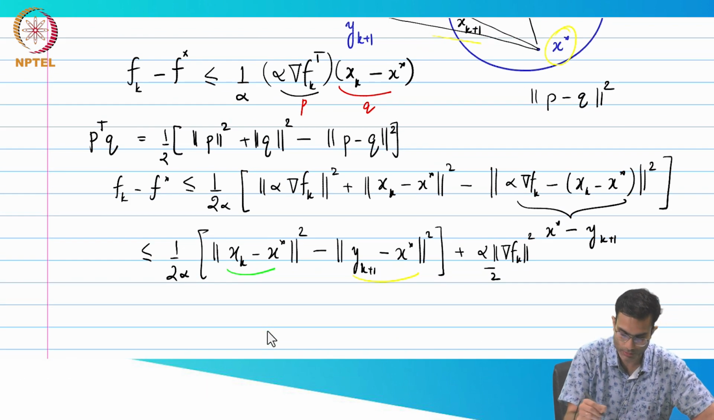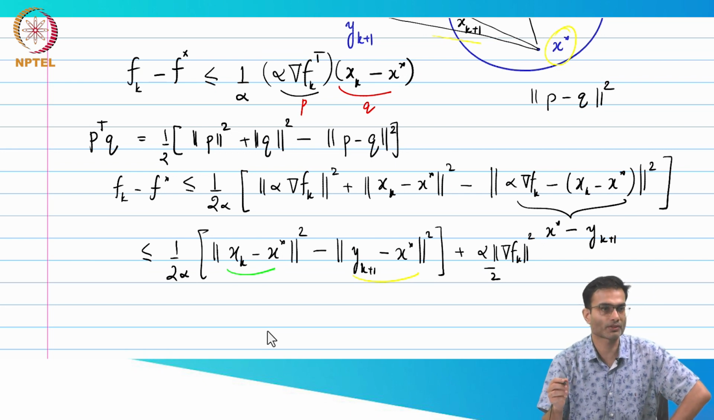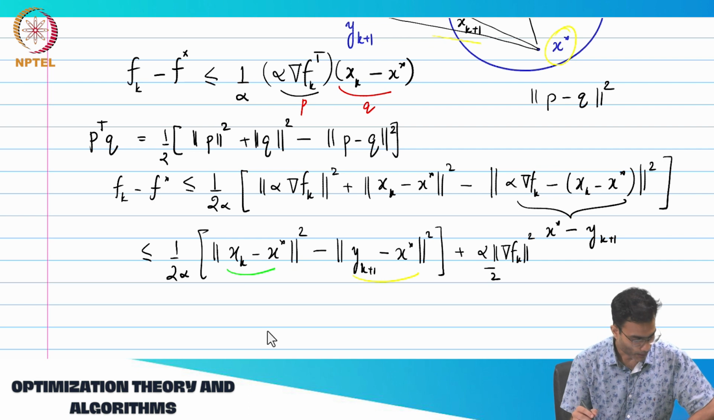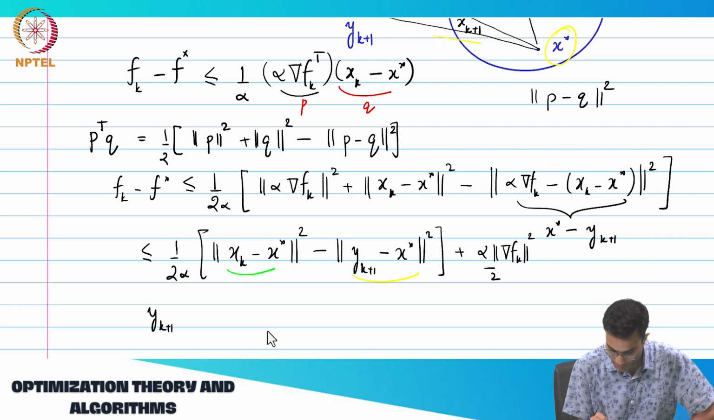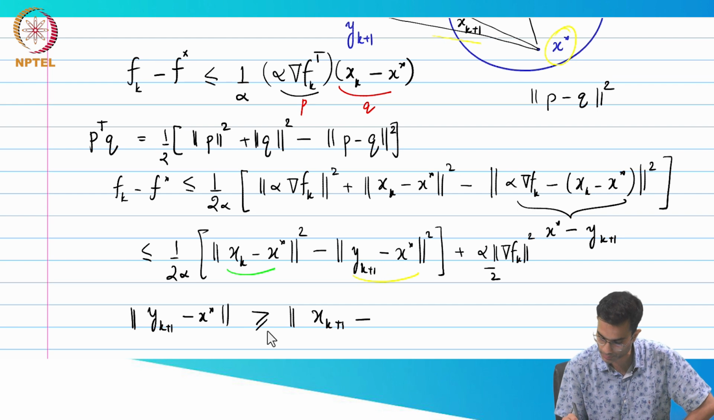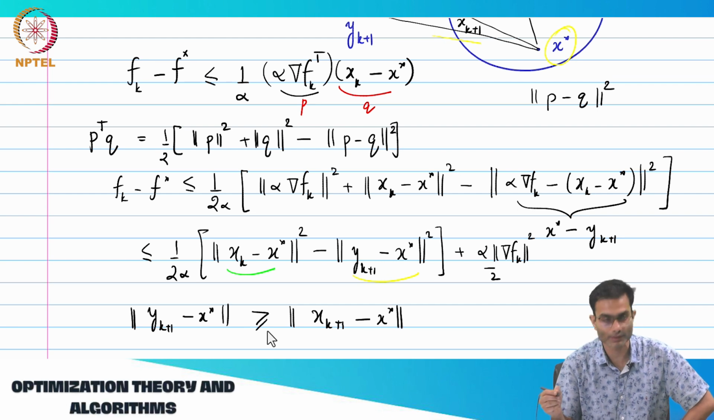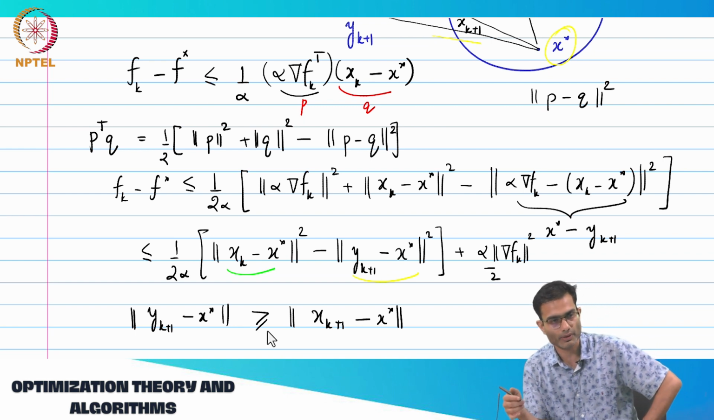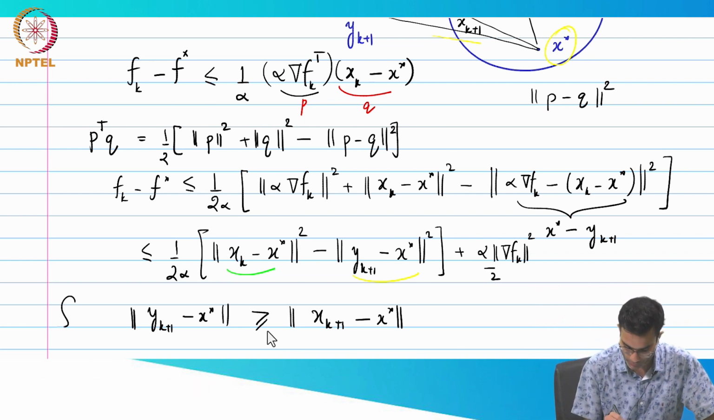So we are assuming it's a convex set. All of this is based on a convex set. So yk plus 1 minus x star, this distance, is obviously greater than xk plus 1 minus x star. That's clear from the geometry. I'm not writing convexity because it's true, we wrote it at the beginning.